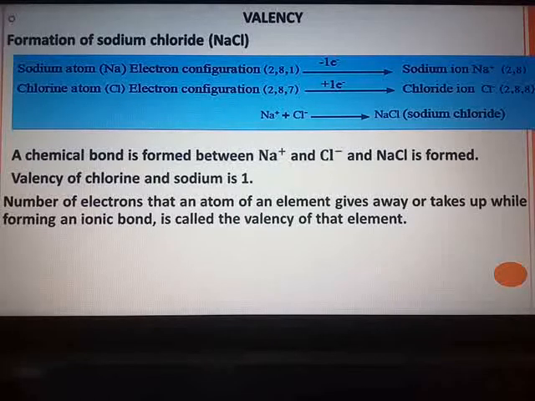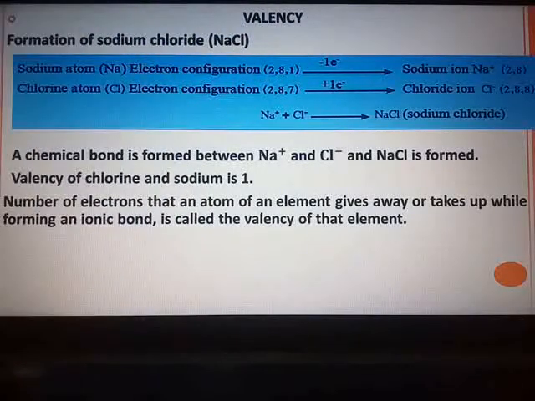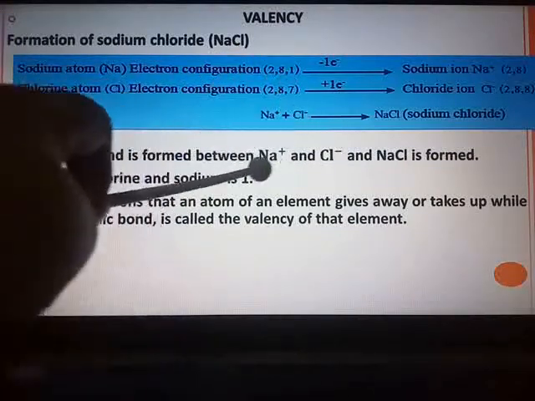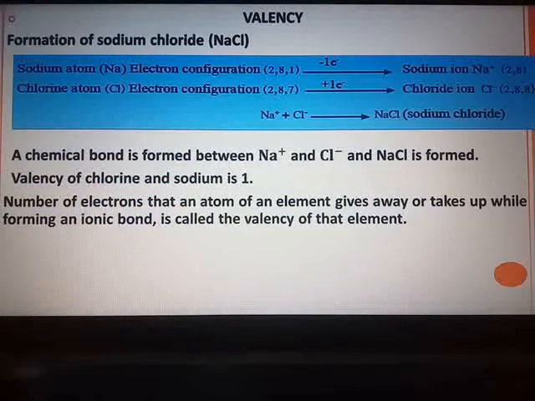Hence the bond which is formed is an ionic bond, and the number of electrons that an atom of an element gives away or takes up is also called the valency of that particular element. Here you can clearly see sodium has given up one electron, so valency is 1. Whereas chlorine has taken up one electron, so valency is 1. So giving up or taking up of electrons is also termed as the valency of an element.